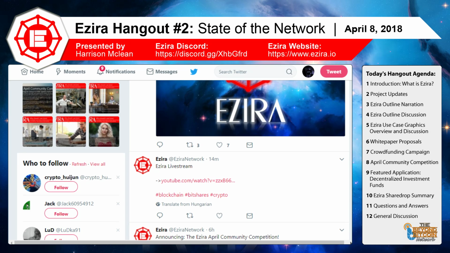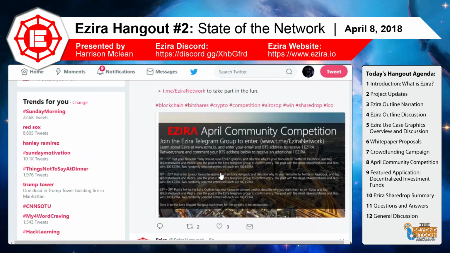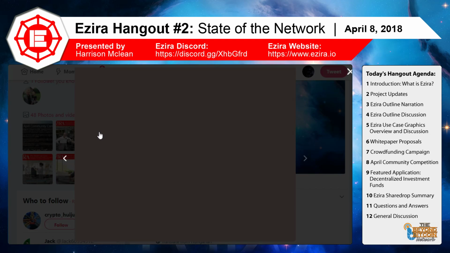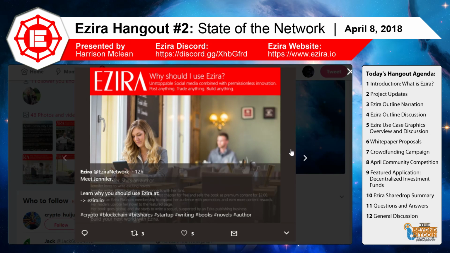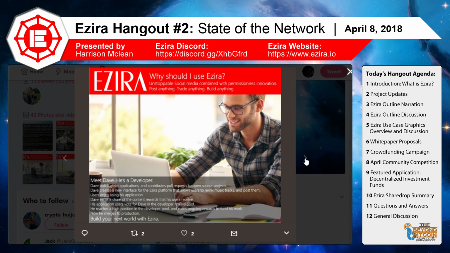The second one is Dave. Dave is the developer. The use case of a developer is highly incentivized on Ezira, especially by the developers reward pool. So we can meet Dave. He's a developer. Dave builds great applications and contributes pull requests to open source projects. Dave creates a new interface for the Ezira platform that allows users to remix music tracks and post them. Users enjoy using his application.